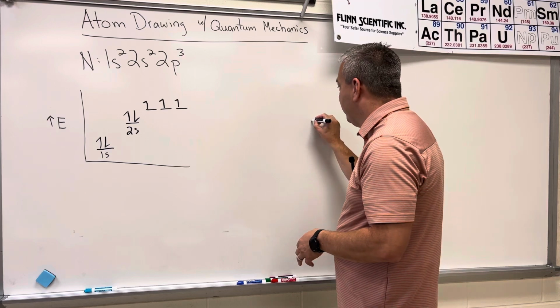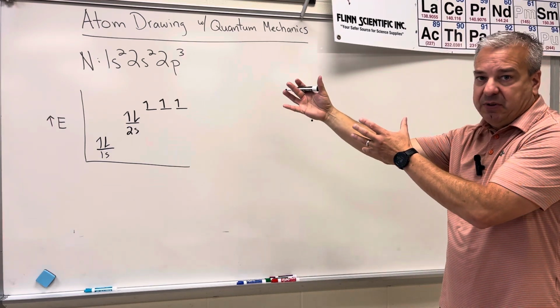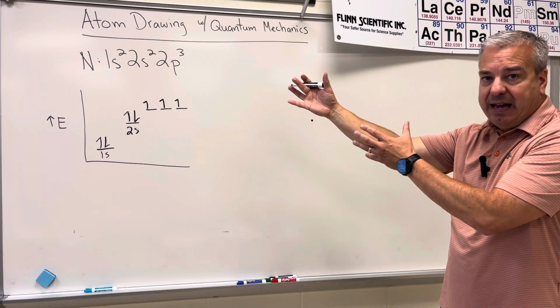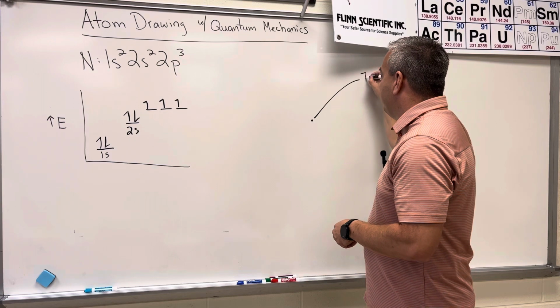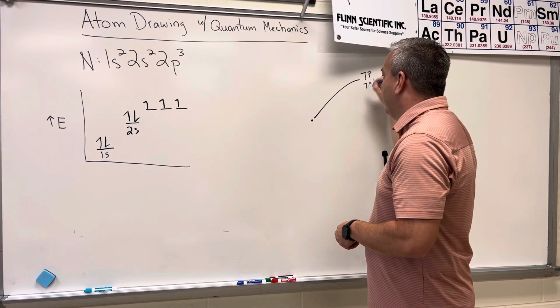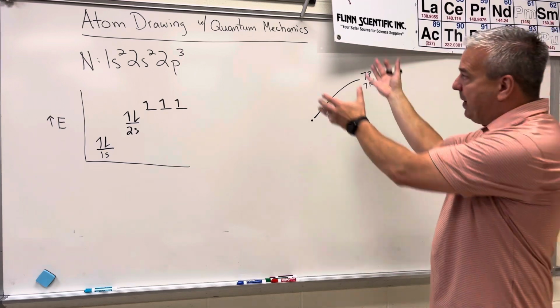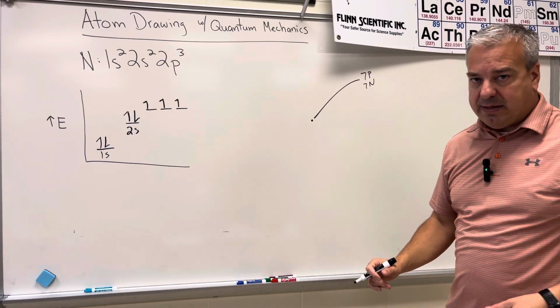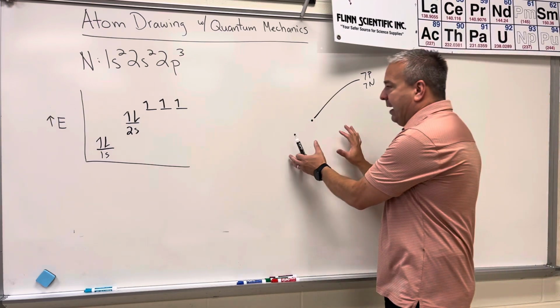Now, as far as the nucleus is concerned, it's the same as a Bohr model. If we look at the numbers on the periodic table, 14 and 7 for nitrogen, that means that there's going to be 7 protons and 7 neutrons in its nucleus. Same thing that's true for the Bohr model is going to be true for our quantum mechanical model. Now, what becomes different is how we describe the electrons.